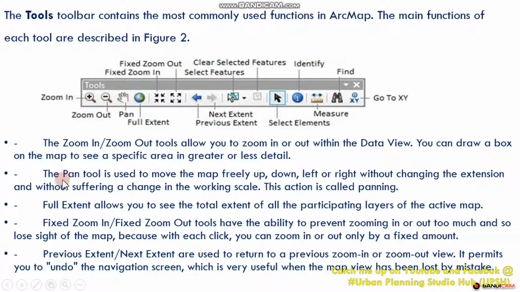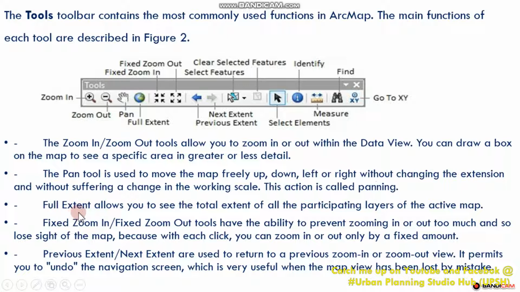The pan tool is used to move the map freely up, down, left or right without changing the extension and without suffering a change in the working scale. Yes, this is very key. I will practicalize that. Okay, now this action is called panning.